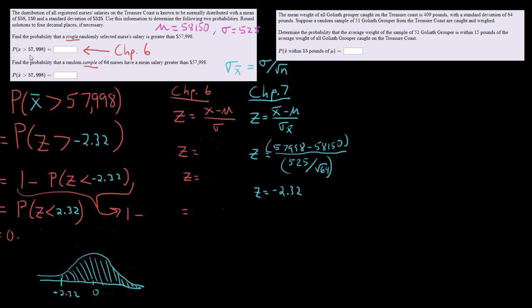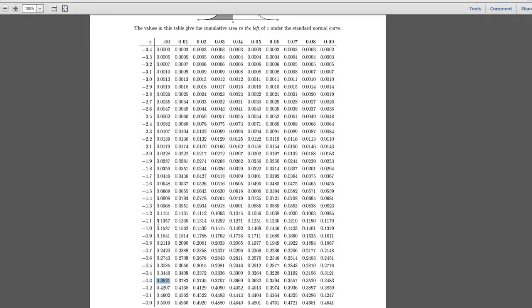Now let's go and get the answer. We can go to our chart. Let's first solve using the method of 1 minus the probability that z is less than negative 2.32. So we're going to look up negative 2.32.